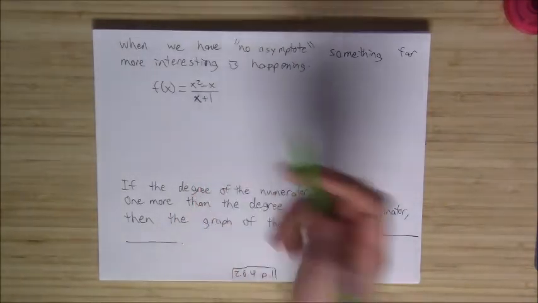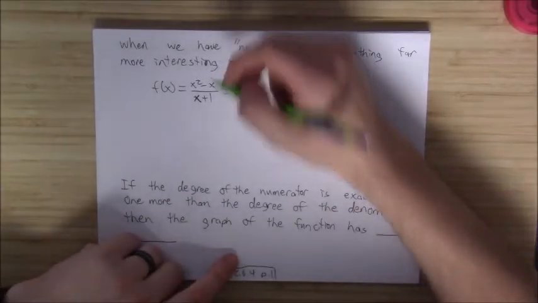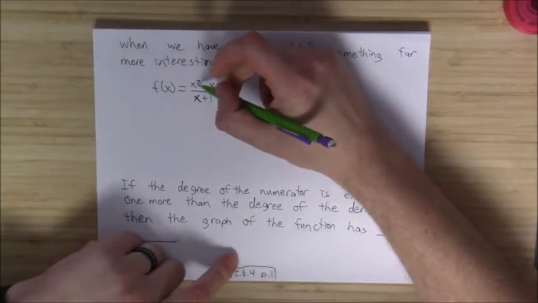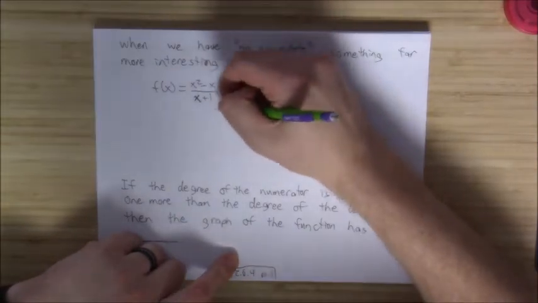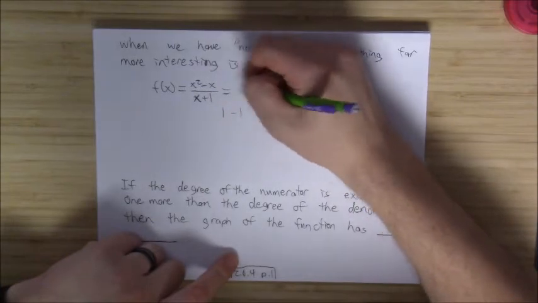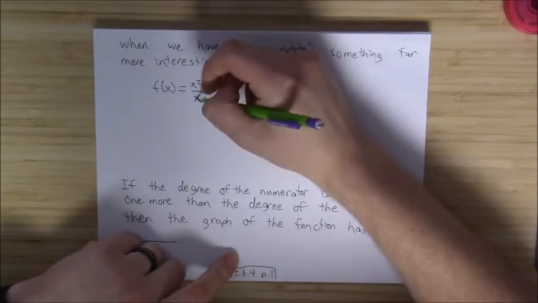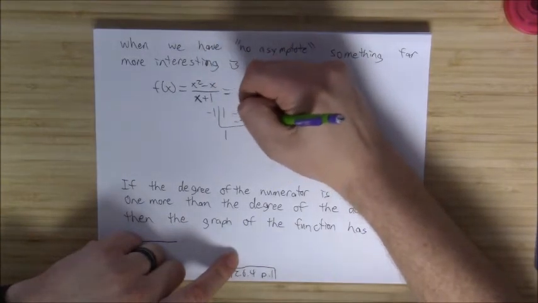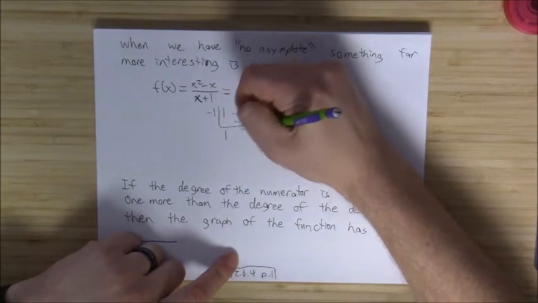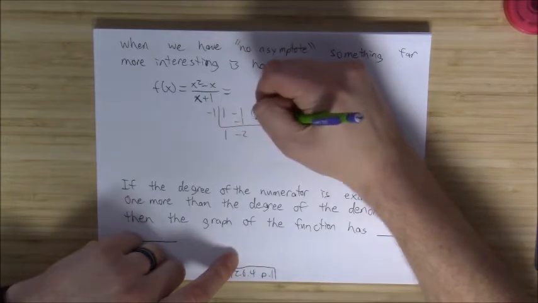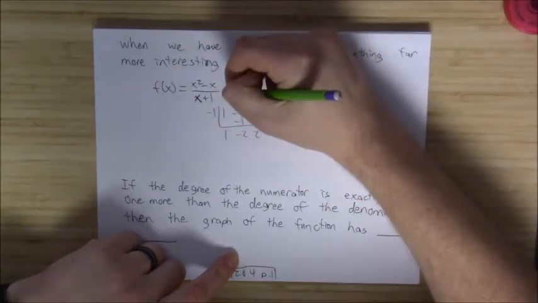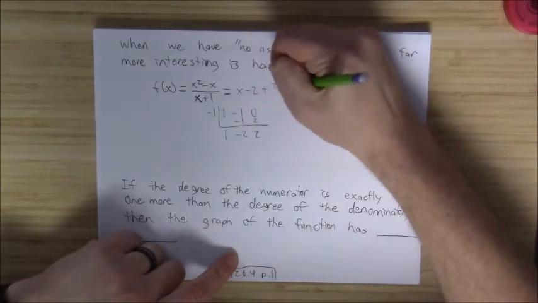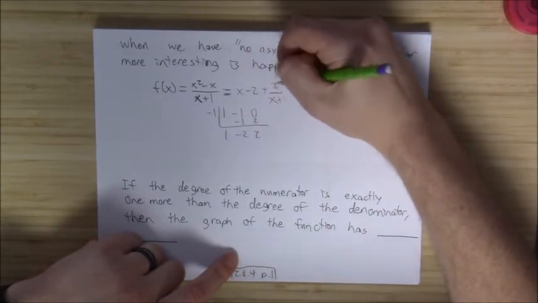Namely, if we were to use long division here, which we can do because the degree of the top is greater than the degree of the bottom, we would have 1, -1, 0, and our division is by 0, -1, -1, -1, and -1 is -2, +2, and 2. In other words, what you would have is x minus 2 plus 2 over x plus 1.